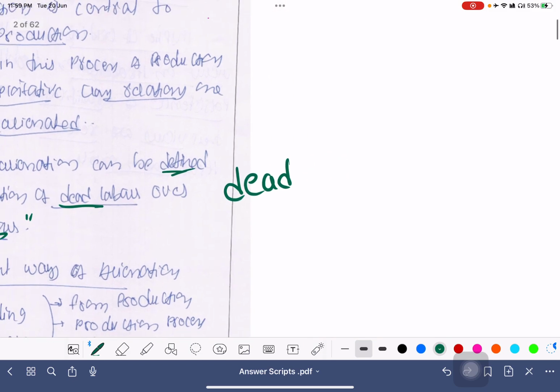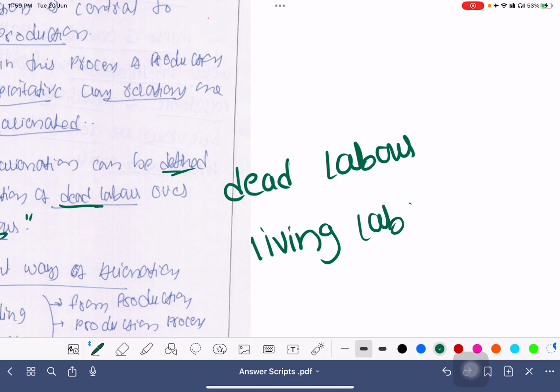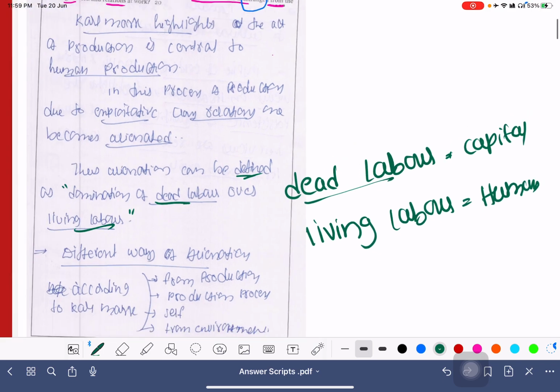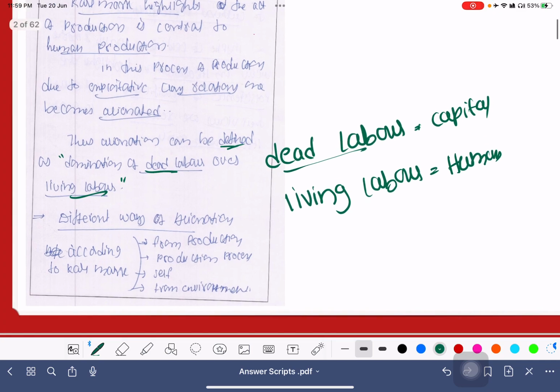Who is dead labor, sir? Here, when Marx presents, dead labor means the capital or the technology, over living labor meaning humans. In short and sweet, we have defined alienation. Thus alienation can be defined as a domination of dead labor over living labor.